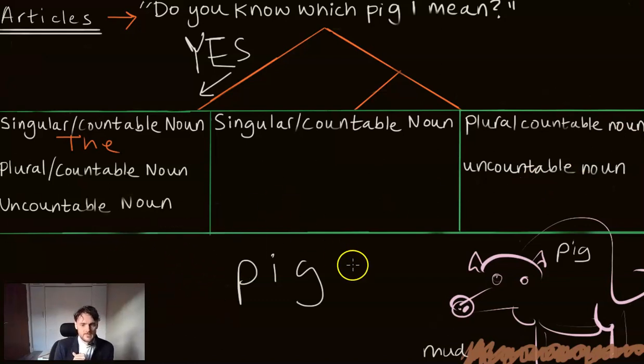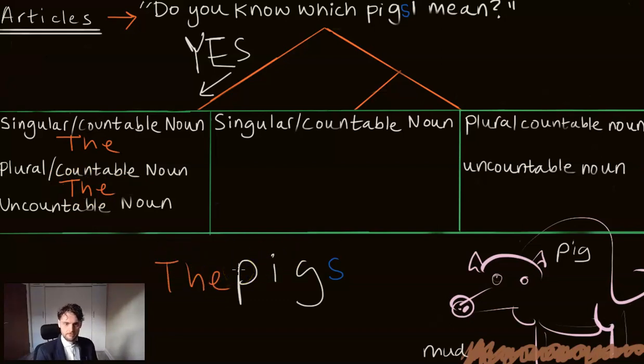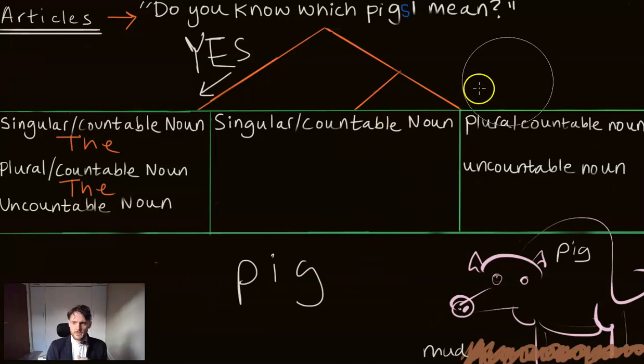Let's change it. Let's say there's more than one. Do you know which pigs I mean? Is your answer yes? Okay, it is. Is pigs plural countable now? Yes, it is. So again, we use the pigs. So, what if we don't know? What if we don't know?